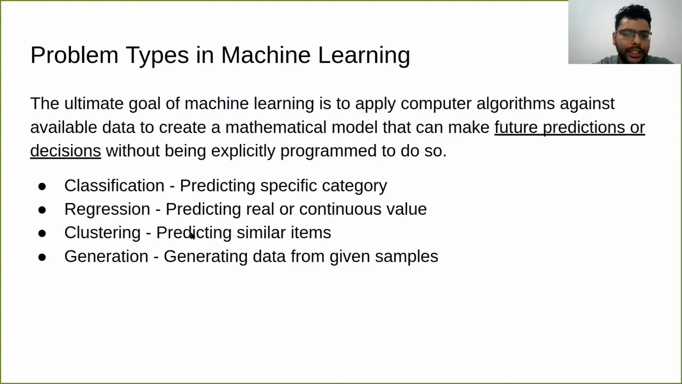Then we have clustering, where we use machine learning to find similar items and divide them into similar groups. So that's what clustering means, just like the recommendation systems and how these recommendation models operate.